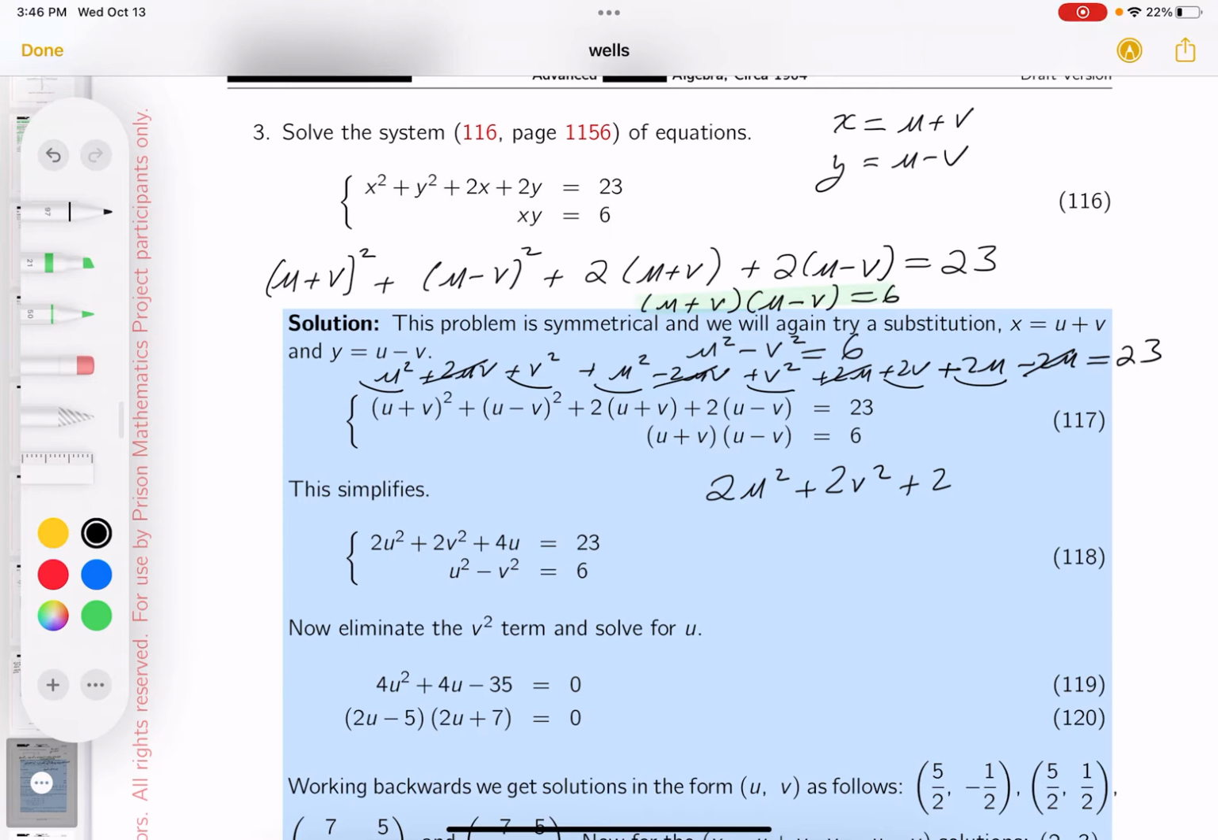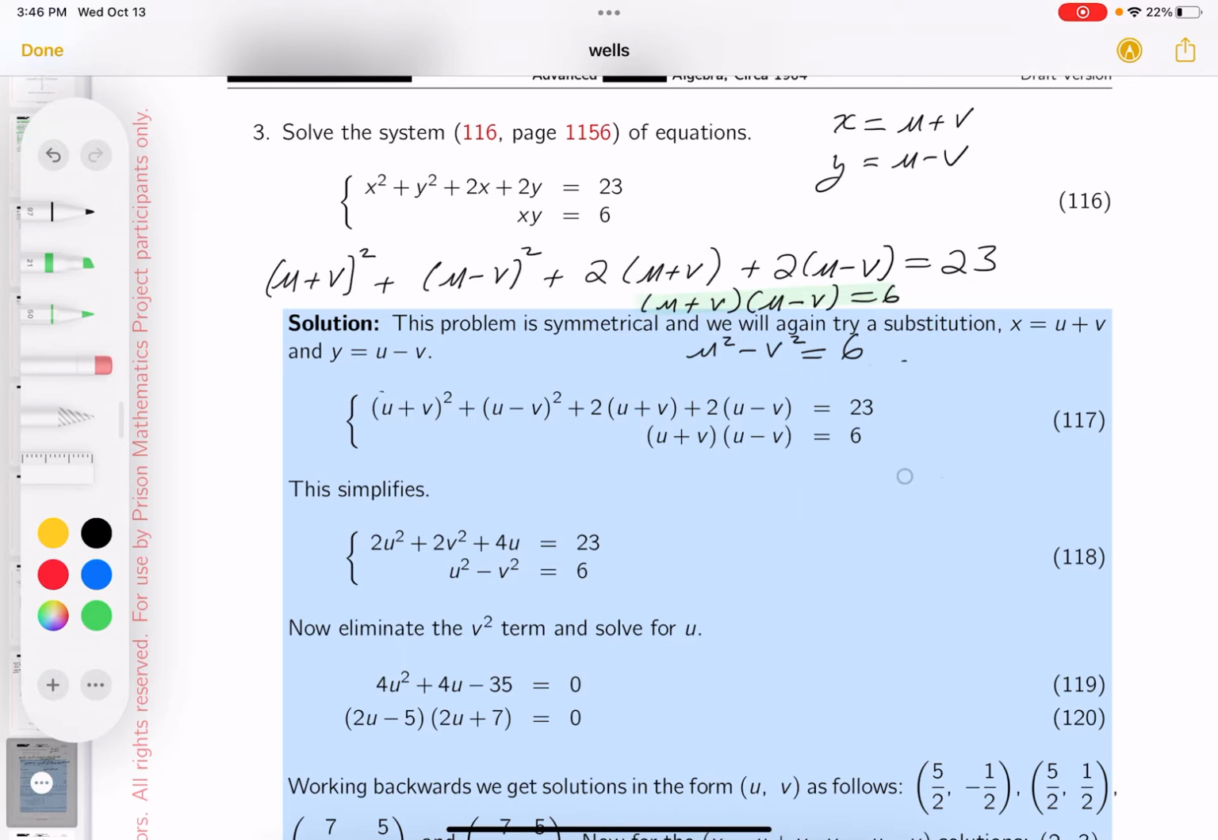Oh, I'm sorry, I made a mistake. You know what my mistake is? My u's and v's look alike. I've got to erase this. I'm sorry about that. I got dizzy there. Sorry about that. Let's go back over again.